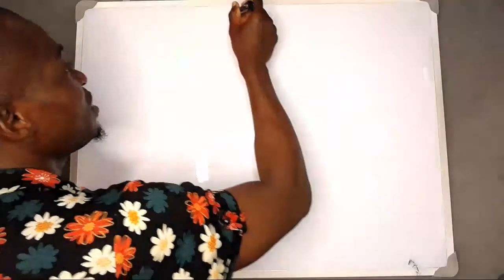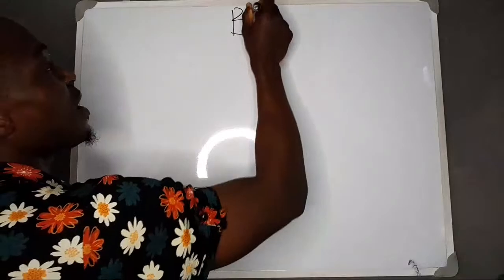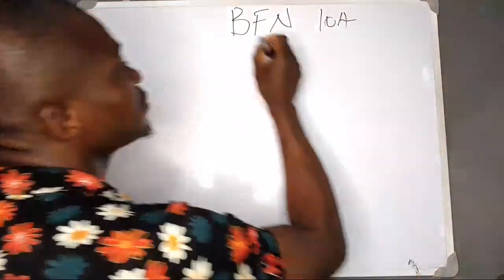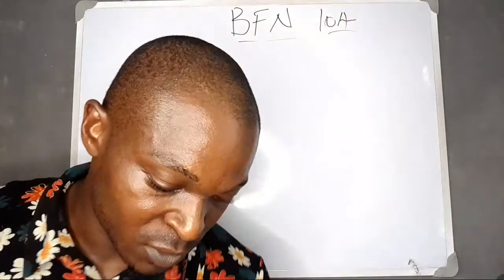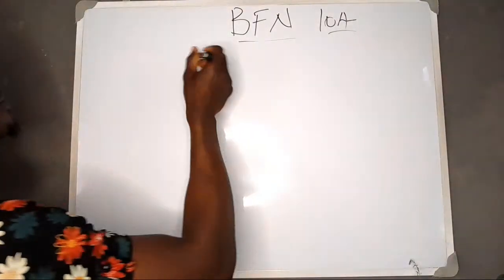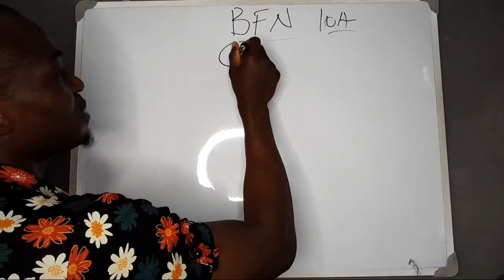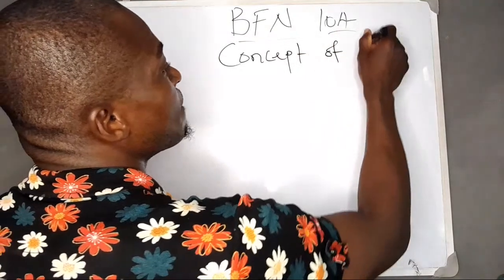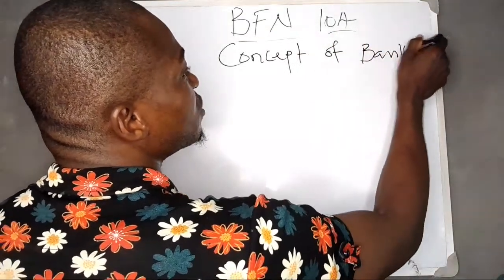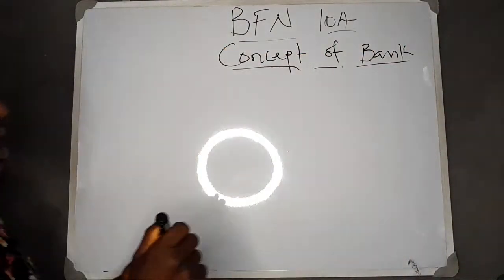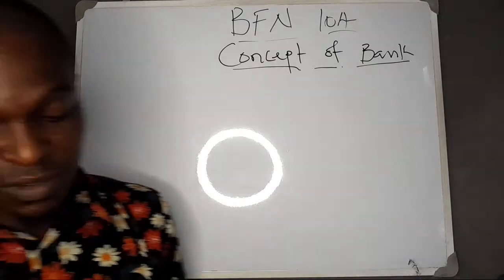So we have BFN104, which is the concept. The main topic and the main target of the topic is the concept of banks. So we are discussing majorly today about banks, their operation, their instruments, and so on and so forth.